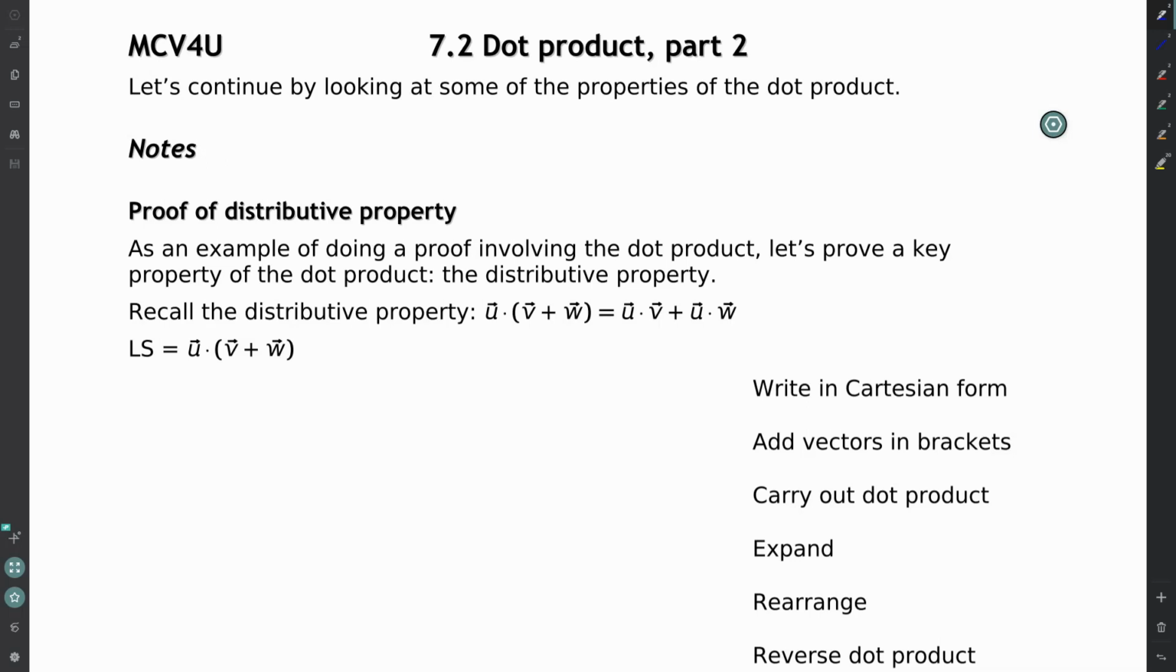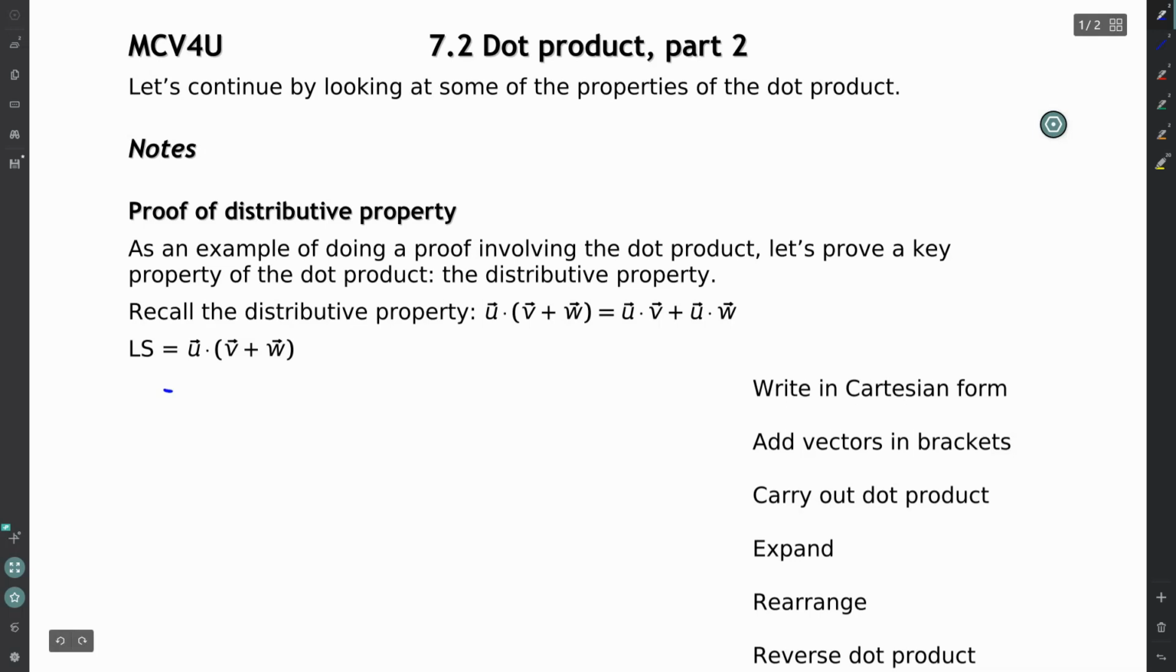Good morning, everybody. In the second part of the notes on the dot product, we're going to look at some of the properties of the dot product, focus on how to use it, how we can do arithmetic, what sorts of shortcuts we can use, and what shortcuts we can't. Now, the first thing I want to do is a proof of the distributive property, and this is a good example of just working with vectors and how we can build on what we know to prove new facts.